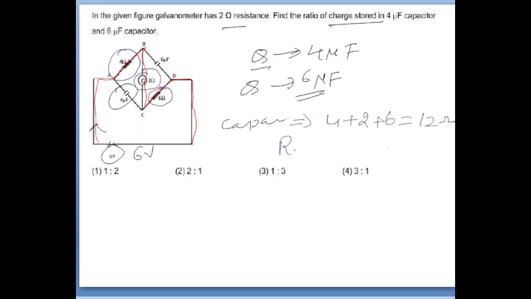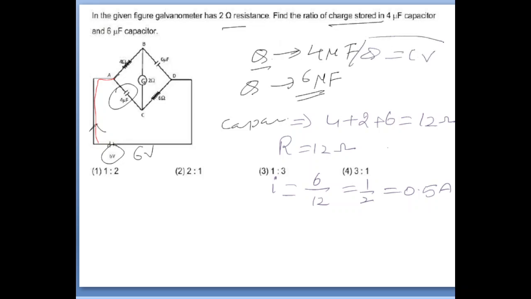So what is the total resistance? 12 ohm. What is the total voltage? 6 volt. What is the current flowing in the circuit? 6 by 12, 1 by 2, 0.5 ampere. Okay. So now 0.5 ampere current is flowing in the circuit. Now look at here. He is asking for the charge stored. So what is the formula for charge? Q equals CV. This is a general formula.